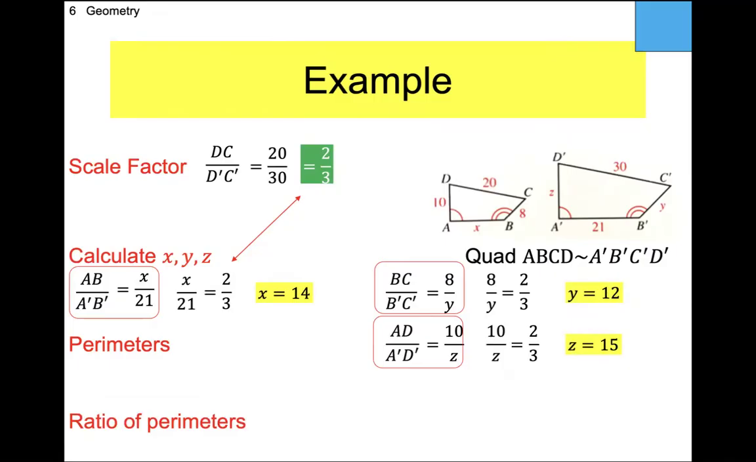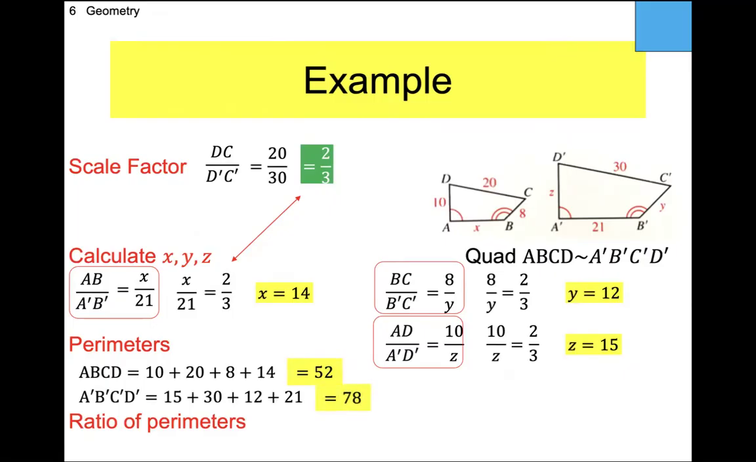All right, perimeters. So what are the perimeters? Well, I now know all of the sides. X is 14. So on my small quadrilateral right there, I would have a perimeter of 10 plus 20 plus 8 plus 14. And on my big one, let's see, the Y is 12 and the Z is 15. So I would have 30, 12, 21, and 15. So for my small one, I get a value of 52. For my big one, all I'm doing is substituting 12 and 15 for Y and Z. I get a perimeter of 78.